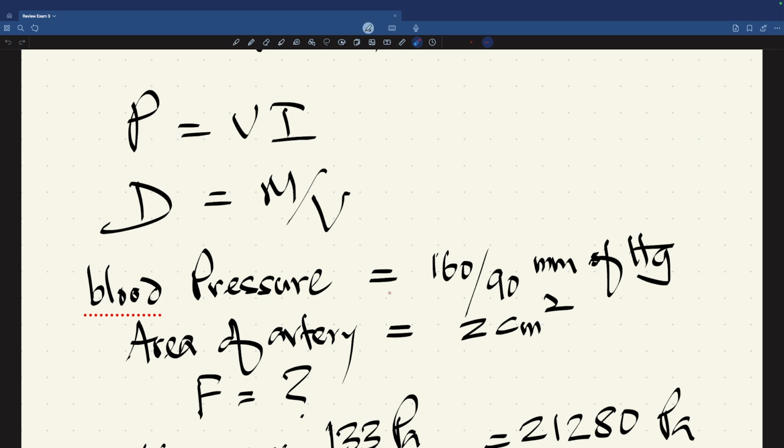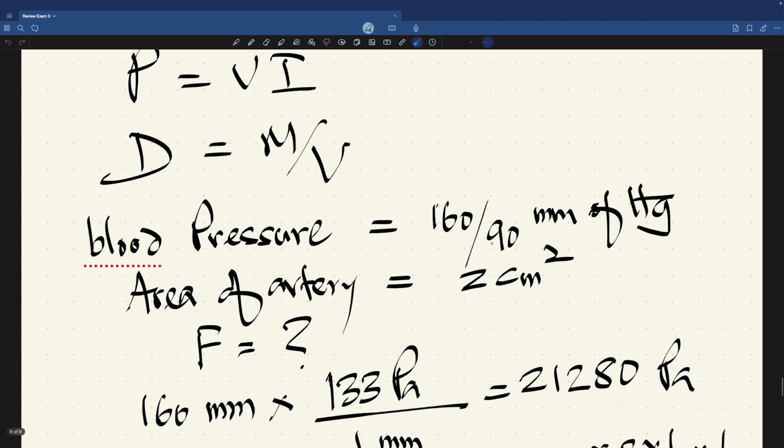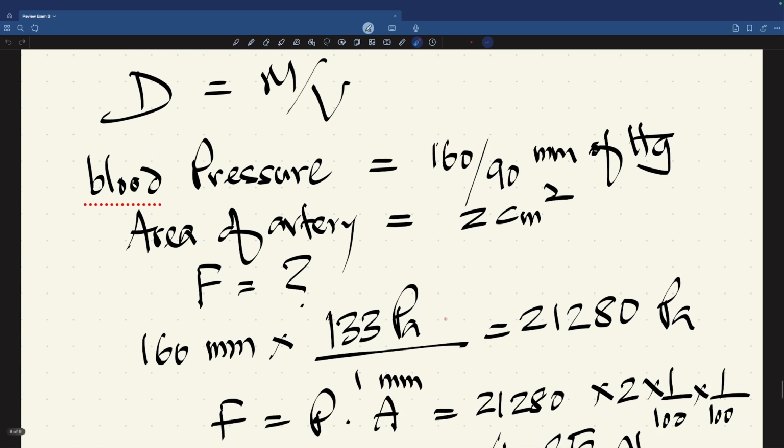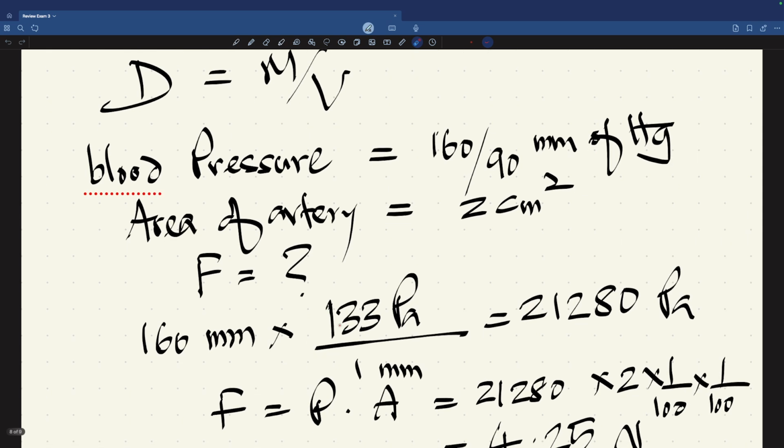If the blood pressure is given as 160 over 90 and the area of an artery is given in centimeters squared and you're asked to find the maximum force. The maximum force on the artery. First of all, since you're looking for maximum, you take the upper one, which is 160, right? 160. Forget about the lower. You're looking for maximum. So change the 160 millimeter into pascals using this conversion.